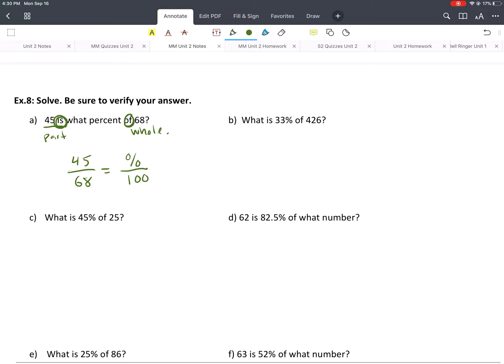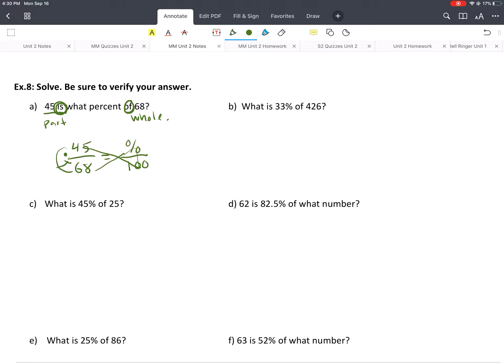So you could use the fish. We'd go 100 times 45 divided by 68 equals the percentage, and you can see that looks like a fish. So 100 times 45 divided by 68. It gives you a decimal, but that's just fine. You could just round up, and that would give us 66%.